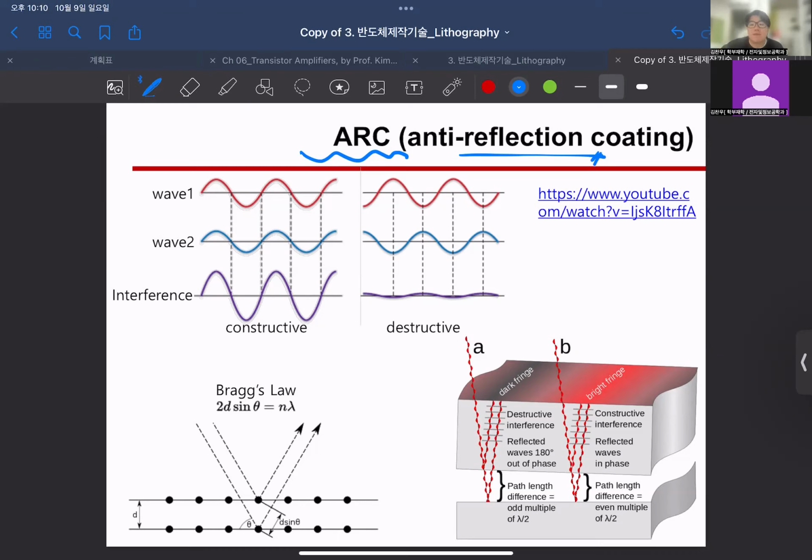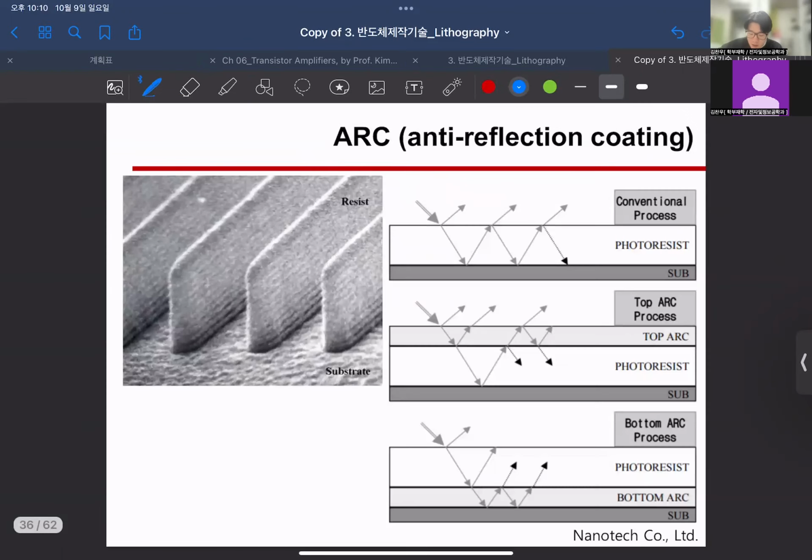If it's a positive mask, then it could pattern something thinner than what we expected. If it's a negative mask, then it could make something thicker than what we expected. So we use ARC. In ARC, there are two different types: the top ARC process and the bottom ARC process.